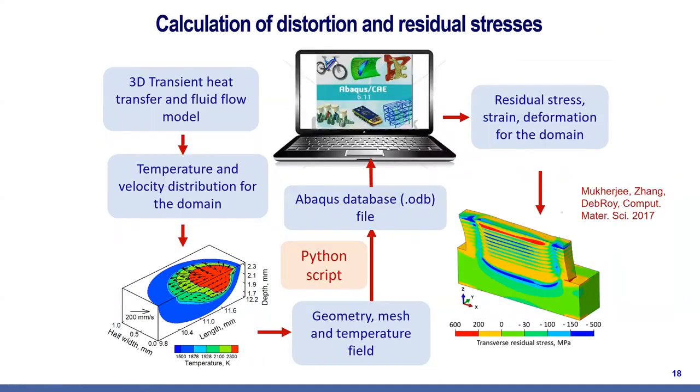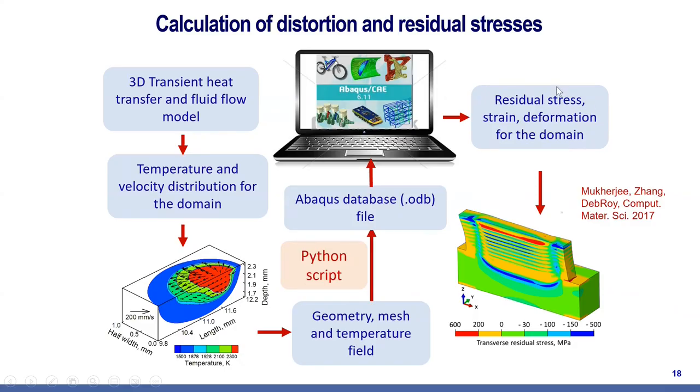Another very important problem is residual stress and distortion. What we do here is take our three-dimensional transient heat transfer and fluid flow model, and we calculate the temperature field for the entire domain, and the velocity distribution in the fusion zone. And we export the geometry, mesh, and the temperature field via a Python script to an Abaqus database, and we get residual stress, strain, and the deformation of the domain.